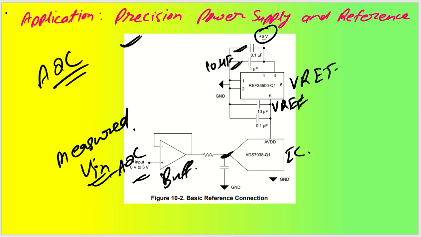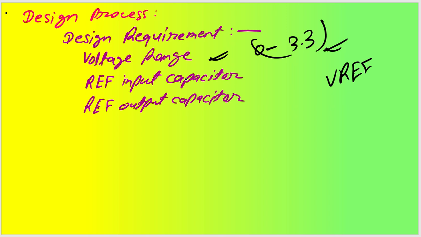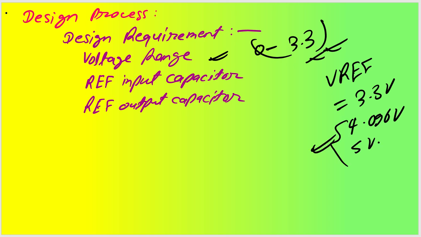So let me give you a design process of any circuit like this. What happens basically is we have a design requirement of what input voltage we need. Let us say we have to measure a voltage from 0 volt to 3.3 volt. So definitely you need a voltage reference IC which can measure up to 3.3. So you have a selection of 3.3 volt or 4.096 volt or 5 volt. These are the two good references that will be there for this particular range, right?